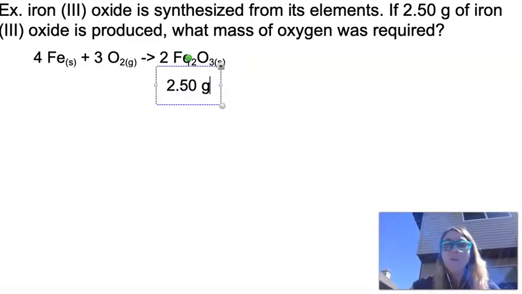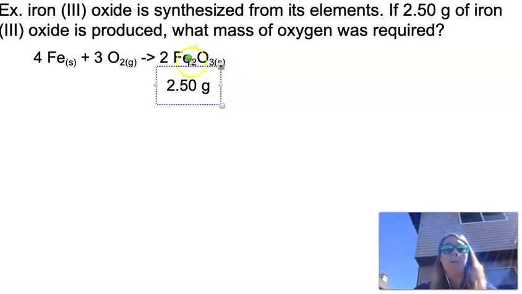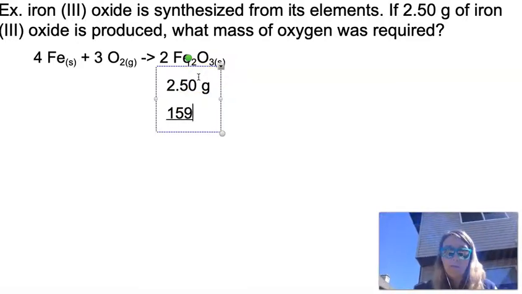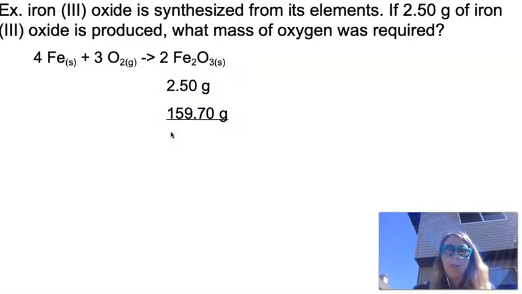So an important thing to notice, the coefficient we balance with does not alter your molar mass, okay? I'm only interested in the symbols themselves. So that's why I'm just doing 2 irons and 3 oxygens when I'm getting that molar mass. Okay, and I get 159.70, and that's going to be grams per mole, okay?